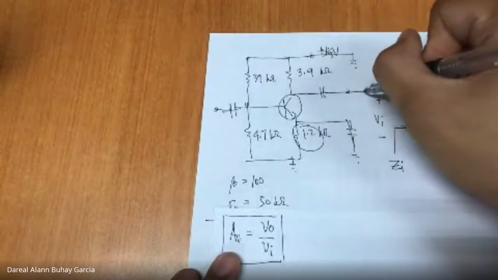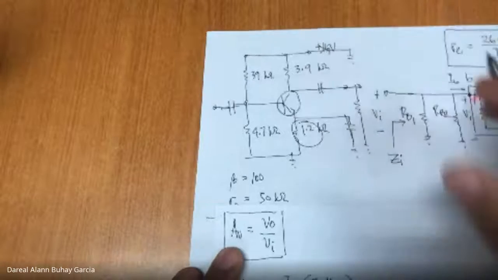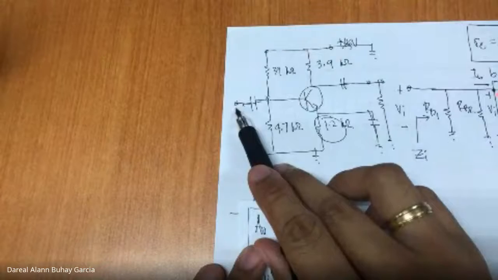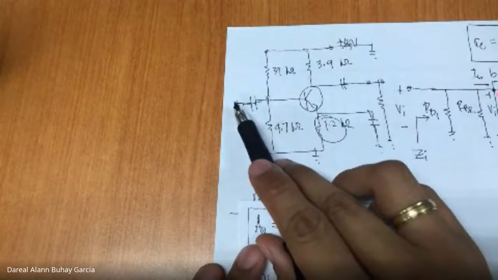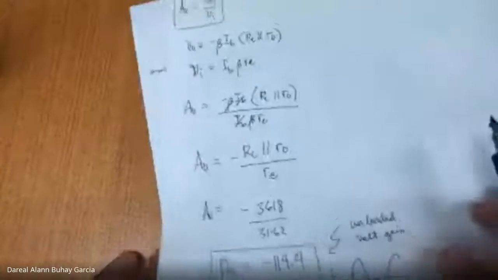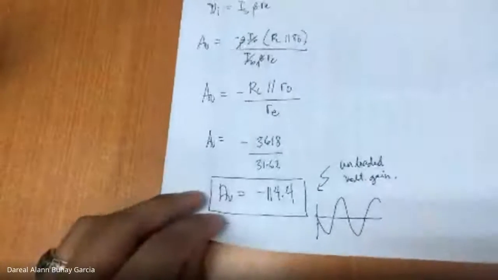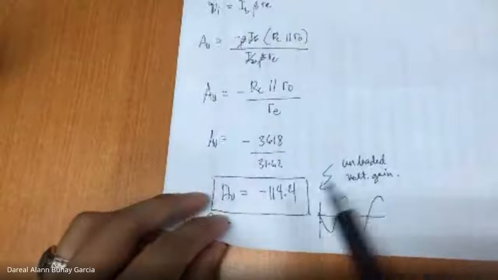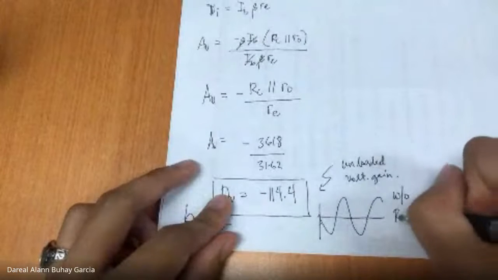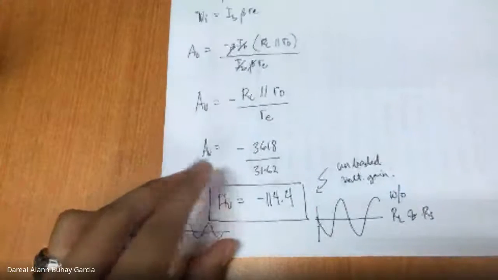Si load is dili nato i-connect diha. So unloaded pa siya. And wala pa naka-affect si RS, si voltage source, no? Si voltage source naay RS. So wala pa pod. So this is the unloaded voltage gain without the effects of RS, or voltage gain without the effects of RL and RS. Okay.